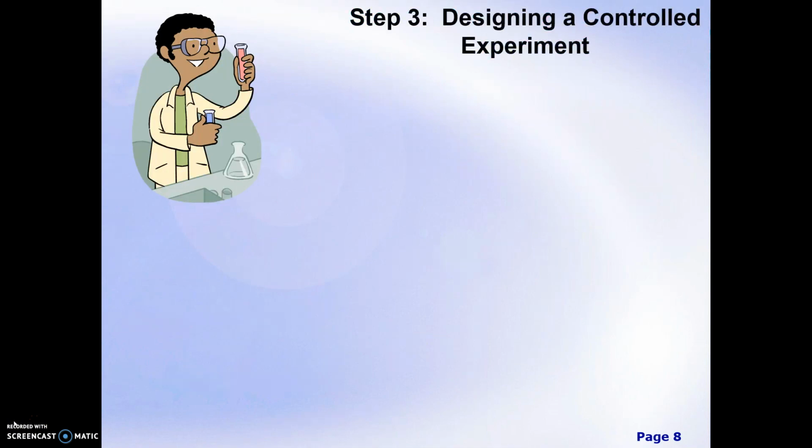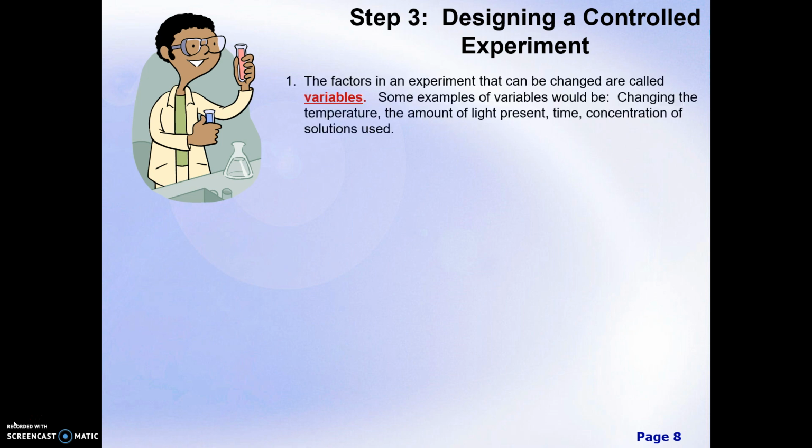So step 3, once we figure out what we want to look at, we predict why something is happening the way that it is. Then we have to design a controlled experiment to either support our hypothesis or disprove it. There's a lot to an experiment, so these are very important things. The factors in an experiment that we can change are called variables. And we'll use that word a lot as we go through our class this year.